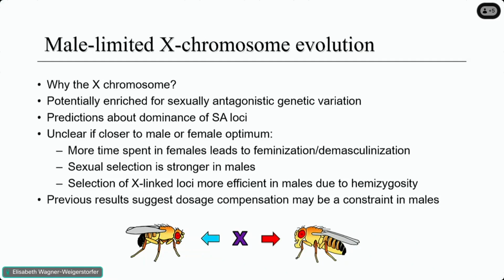And previous results, so when I did this experiment the first time around, suggested dosage compensation might be a constraint in males on the X. And that was really the motivation for doing the experiment again, because I had gotten some results that I felt were a little bit tantalizing, that there might be something interesting going on with dosage compensation. But by that time, the fly lines were gone. I didn't really have time to pursue it anyway because I was doing other things. But I decided to come back to it and wanted to dig into that aspect of things particularly.